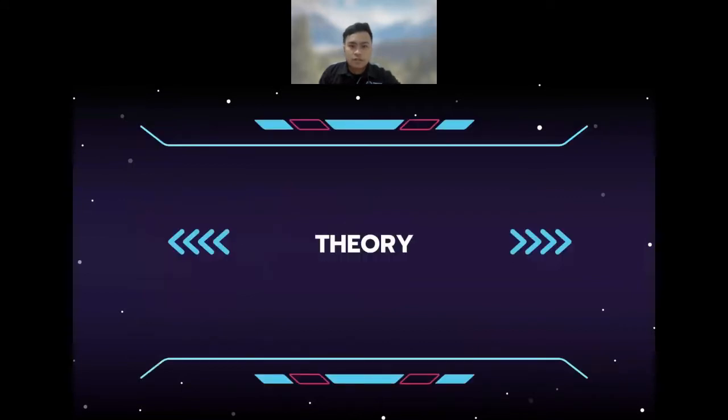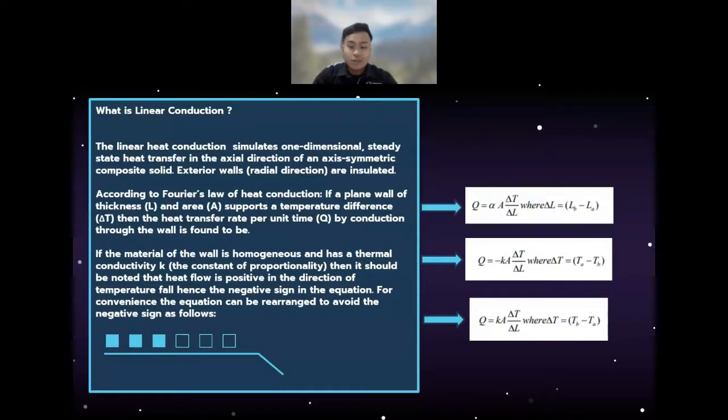For the theory, what is linear conduction? The linear heat conduction simulates one-dimensional, steady-state heat transfer in the axial direction of an axisymmetric composite solid. The exterior wall radial direction is insulated.